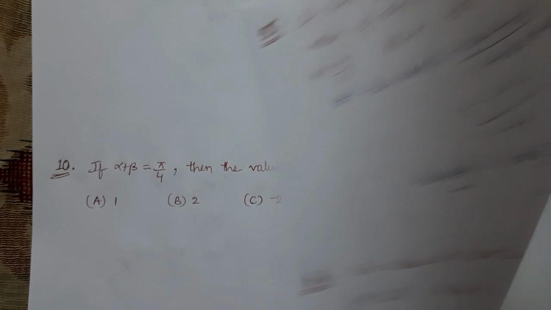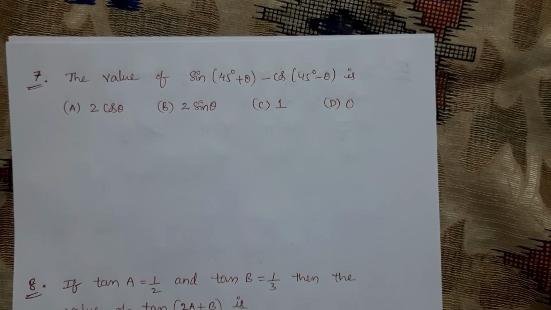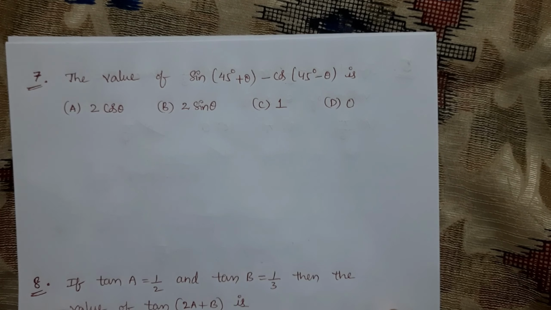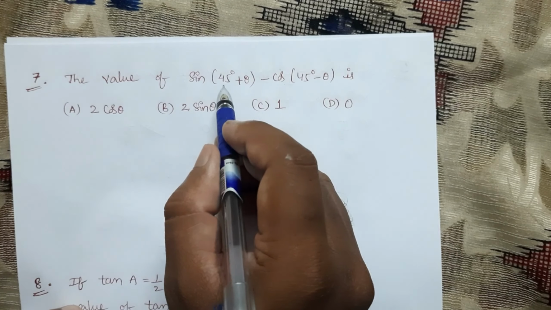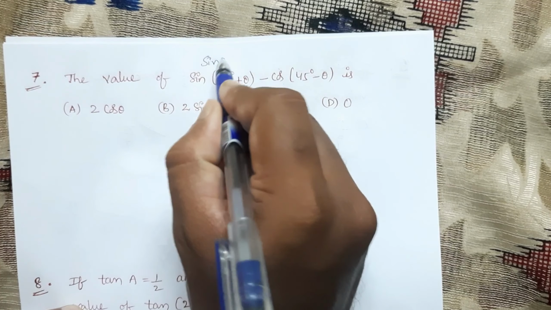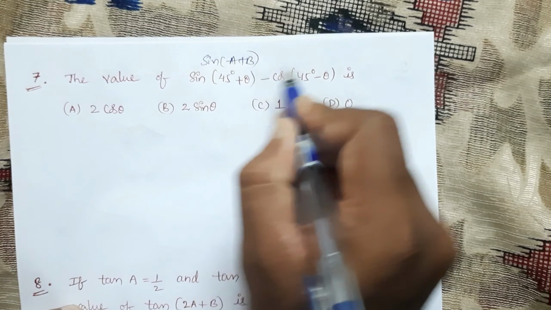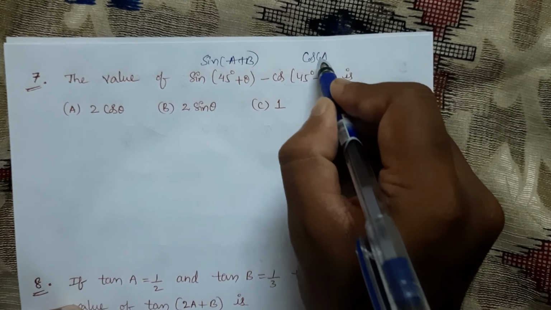That's it. Next, see guys, next question. The value of sin 45 plus theta minus cos 45 degrees minus theta. See, these are like compound angles formulas, so this is in the form of sin of a plus b and this is in the form of cos of a minus b.